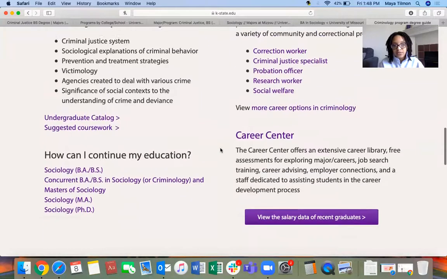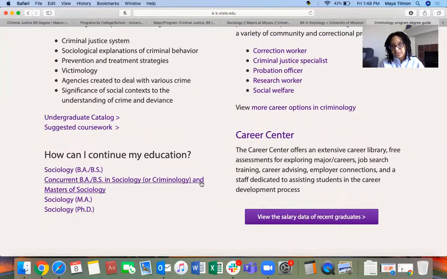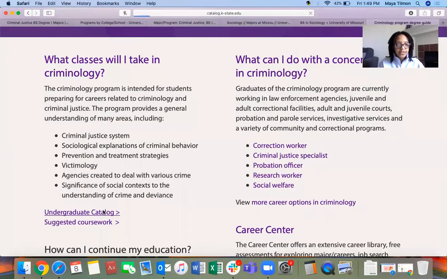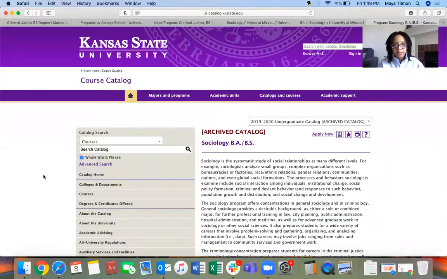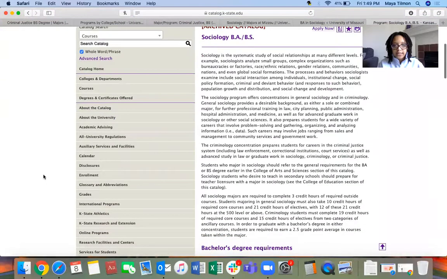Because if you're already going to be in college for 4 years, might as well add an extra year, do 5 and graduate with 2 degrees at the same time. It's an option, it's there. So we're going to click on catalog. So this is what K-State's looks like.